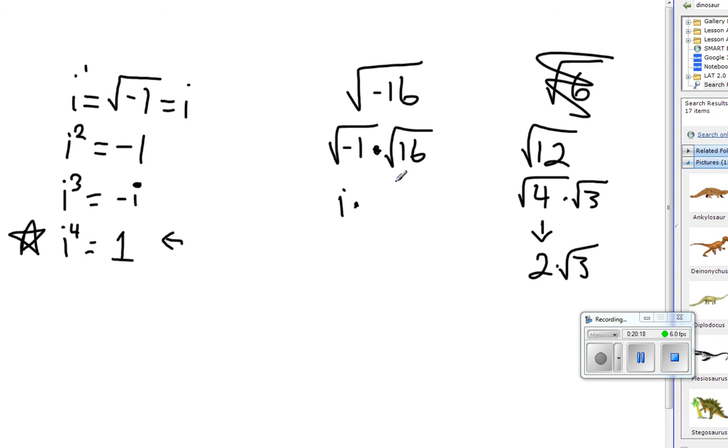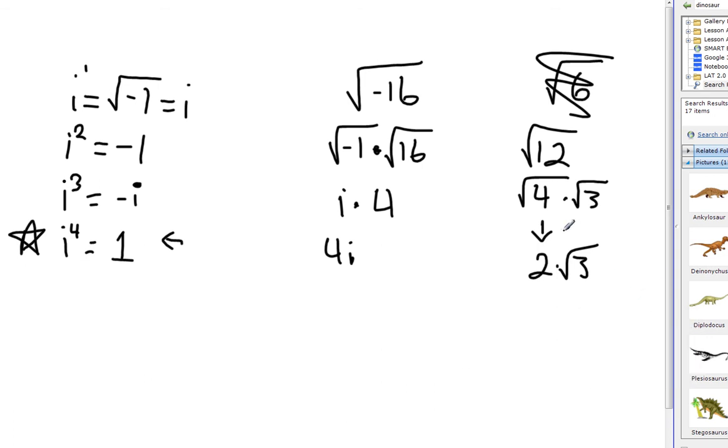Just say 4! Oh, yeah, 4, because 4 times 4 is 16. So the square root of 16 just works out to i times 4, which is 4i. The prettier way of putting that would be 4i. That's it. And that's the answer? That's the answer. Okay. Nice and easy.